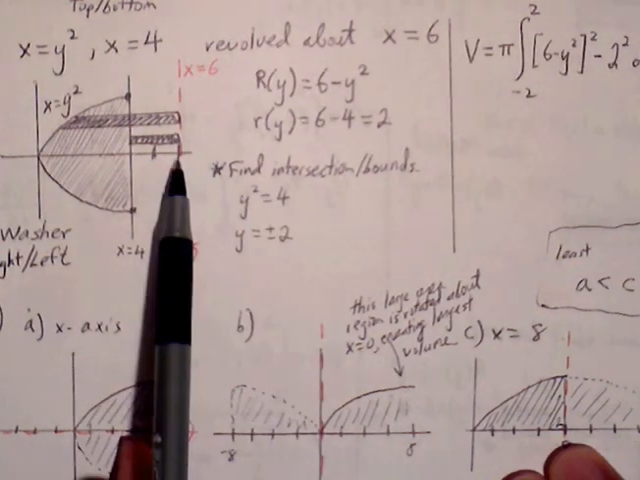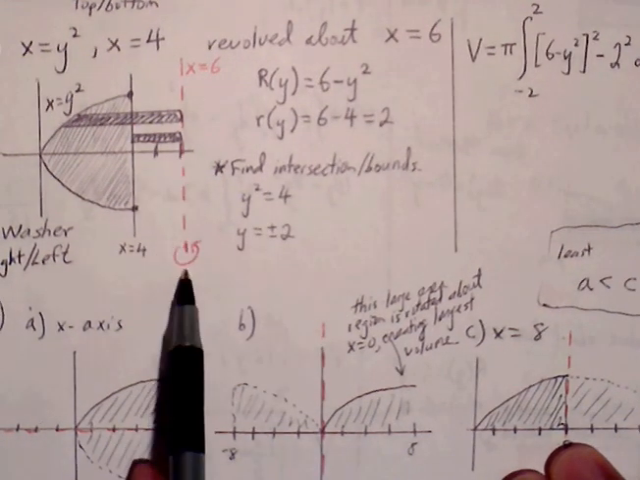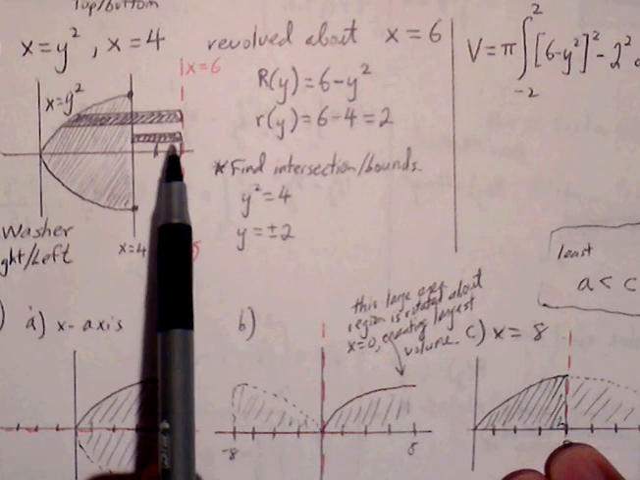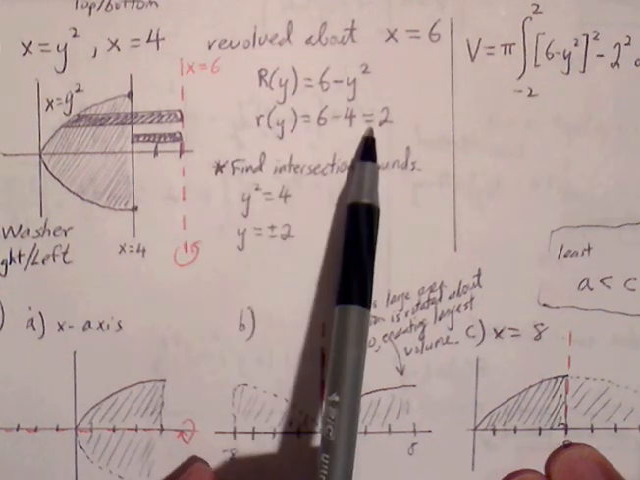Okay. Little r, we look at the right endpoint. The right endpoint is at 6. The left endpoint is at 4. 6 minus 4 is equal to 2, right minus left.